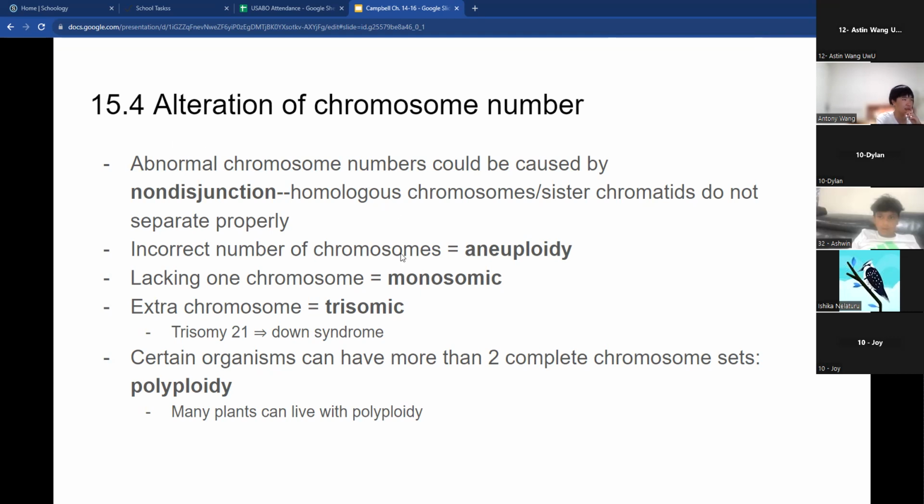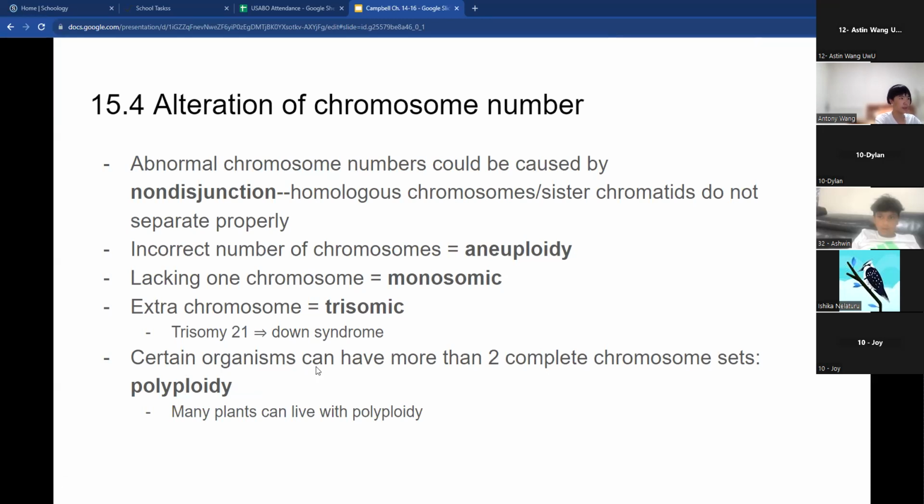An incorrect number of chromosomes is called aneuploidy. If you're lacking one chromosome, you're monosomic. If you have an extra chromosome, you're trisomic. You have 3 copies of 1 chromosome. Aneuploidy just means you have an incorrect number of chromosomes. Trisomy 21, notably, is Down syndrome.